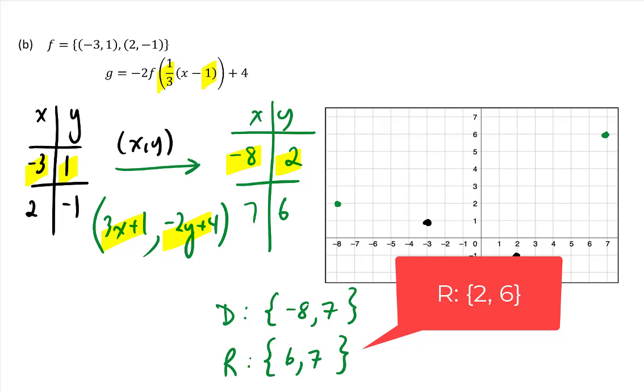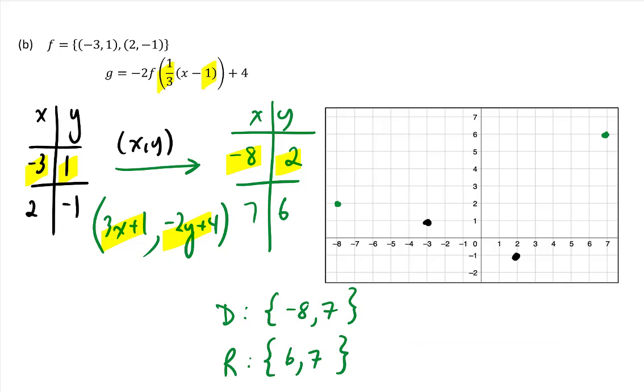So again, we could talk about it in words. If we took a point from the original graph f, we would have to stretch it by a factor of 2, reflect it across the x-axis, then stretch it by a factor of 3 horizontally, move it 1 to the right, and 4 points up. And that's what we've done just by using this formula.